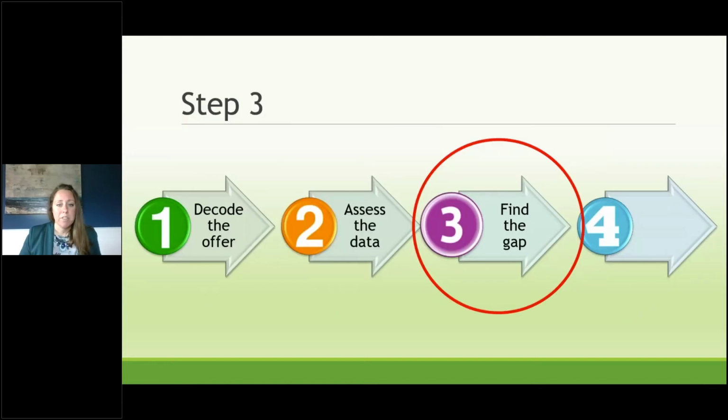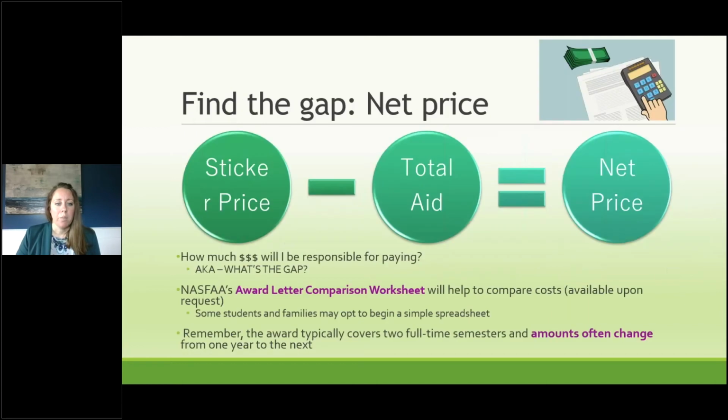All right, so now that we've decoded and assessed the data, now we're going to find the gap. So what do we need to fill that gap? This is where our math will come in a little bit. Here we are trying to find the net price. So we're going to look at the sticker price, how much it costs to attend the institution. We're going to subtract from that the total amount of aid, the financial aid that's being offered, and that's going to give us the net price. So we're trying to figure out what's the gap. What does a student or the family need to come up with in order to fill that gap?